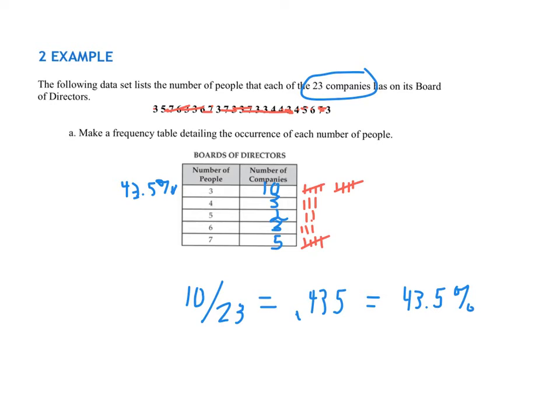We could do the same thing. Like, for example, 3 divided by 23 is 0.13 or 13%. 2 divided by 23 is 8.7%. 3 divided by 23, we already know that was 13%. And finally, 5 divided by 23 is 21.7%. So just taking the total number divided by the total of companies for each one.